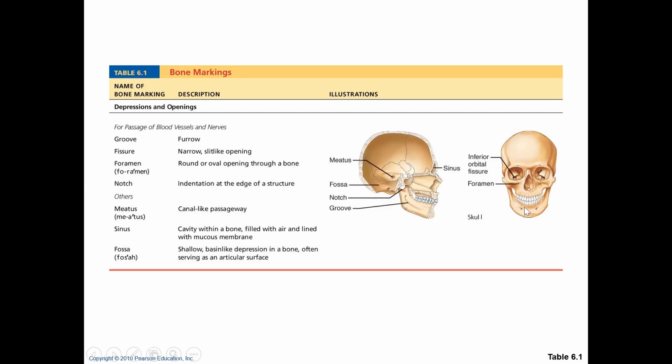A fissure is a narrow slit-like opening. So if you look within the orbital cavities, you could see these narrow slit-like openings. So the top one here is called superior orbital fissure, indicating it's above another one. And therefore the one below is referred to as inferior orbital fissure.